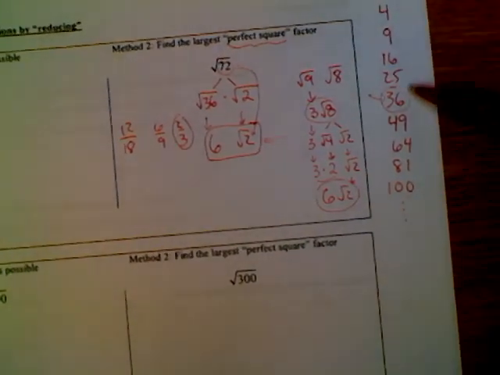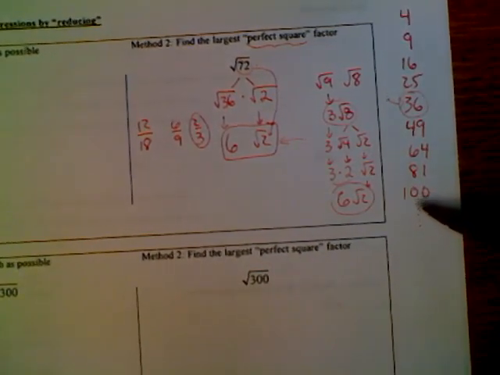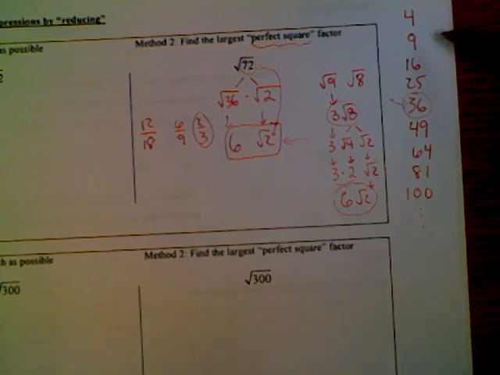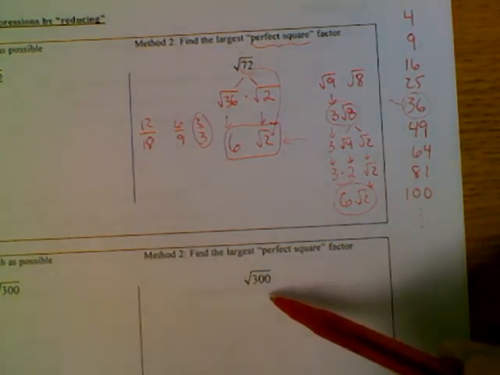Let's move down to this problem down here, square root of 300. What's the largest number in this list which is a factor of 300? If you start from the largest number and work your way down, then the first number you find will invariably be the largest number. Is 100 a factor of 300? Of course it is.